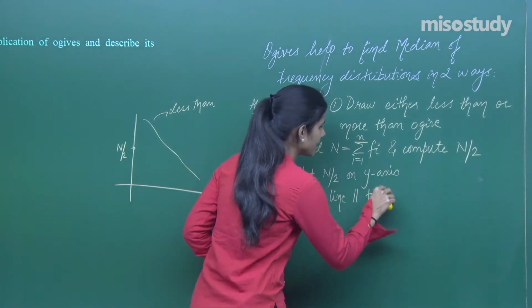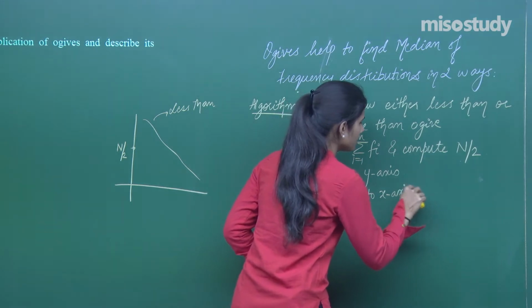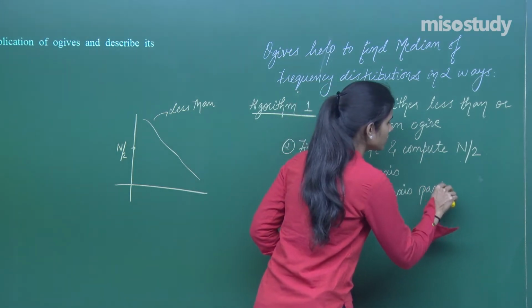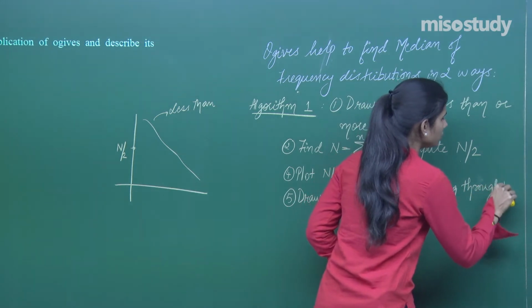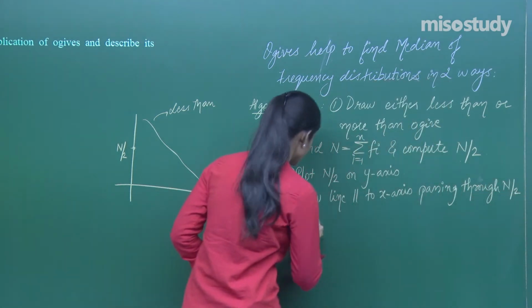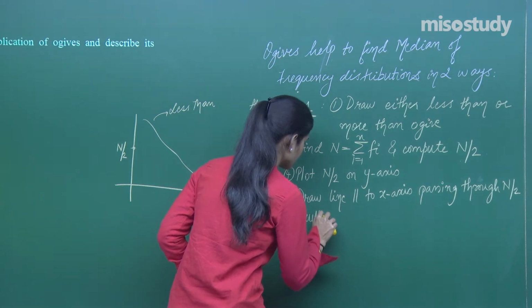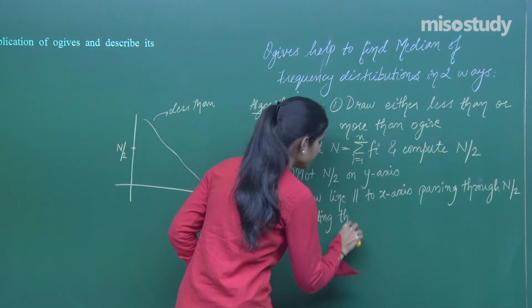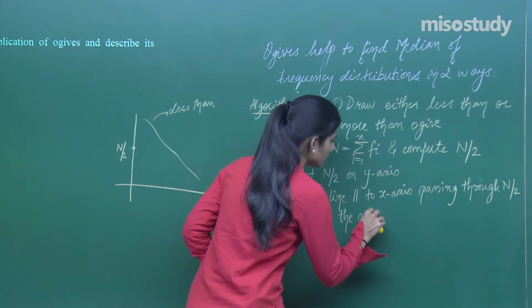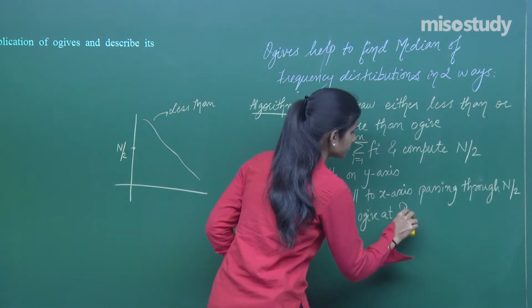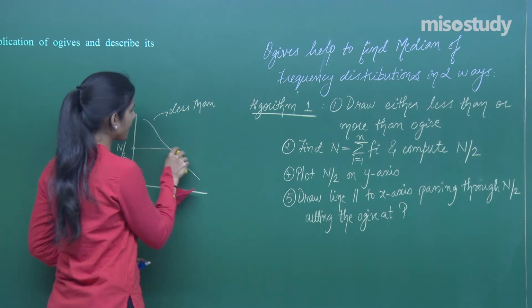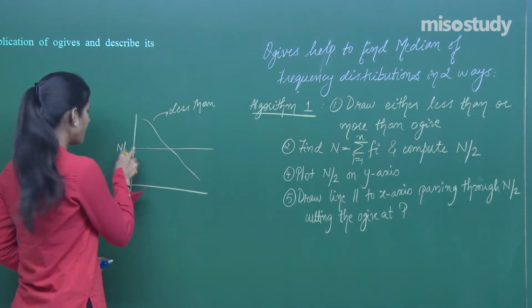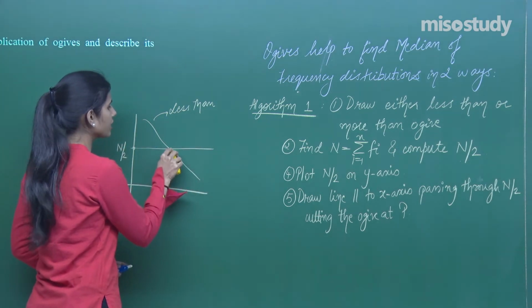Okay. Next, draw a line parallel to the x-axis passing through N by 2, cutting the ogive at P. It says that once you have marked N by 2, draw a line parallel to the x-axis passing through N by 2, cutting the ogive at P.